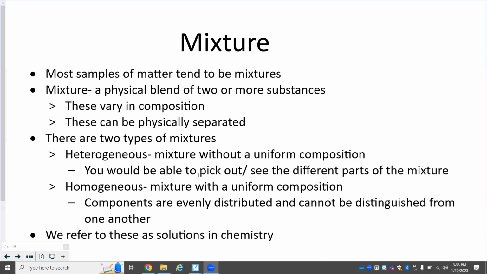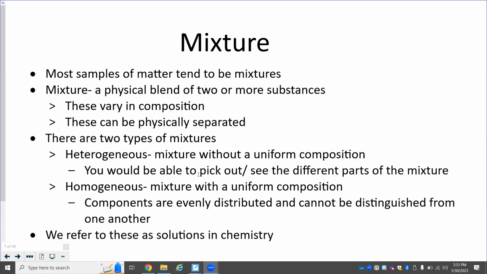So think of soda. Soda has water, it has carbonation, it has flavoring, it has sugar. It might even have coloring added, different things like that. When you pour the soda into a clear cup, you're not going to see all the individual ingredients. It looks all the same throughout.